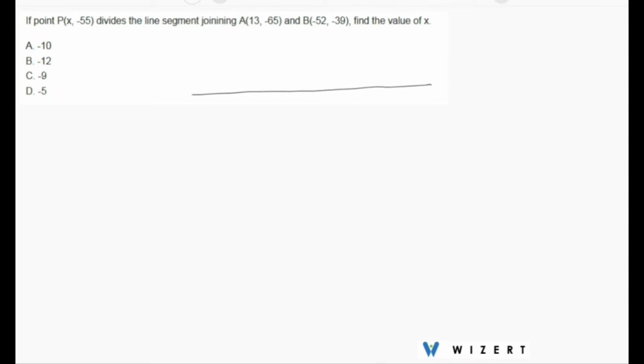This is the line. So we are given the line joining A(13, -65) and B(-52, -39) is divided by a point P(x, -55). We need to find the value of x.